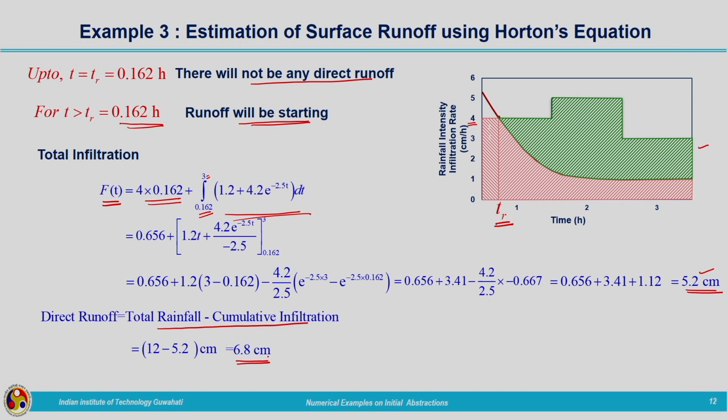In a similar way, here also we need to find out the time corresponding to which the infiltration rate equals the intensity of rainfall. Till that time, the entire water is infiltrated into the ground; after that, water will contribute towards runoff. So, we need to calculate the cumulative infiltration, and after getting that value, we will deduct it from the total rainfall value to get the runoff depth.